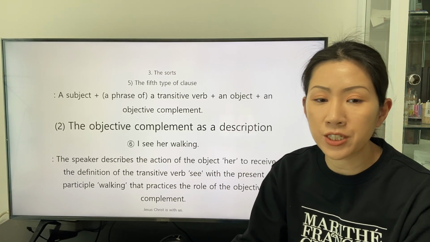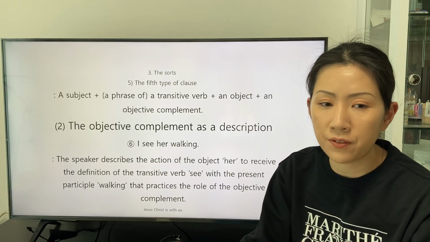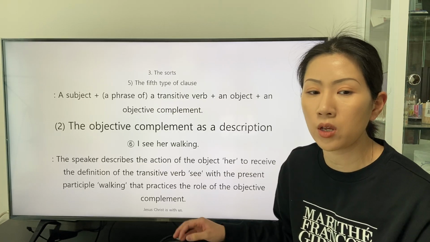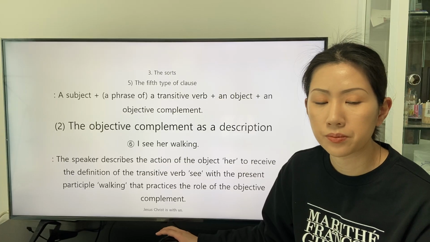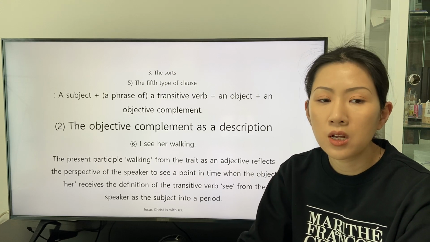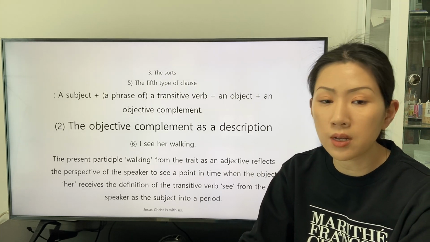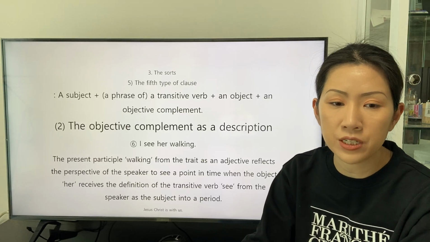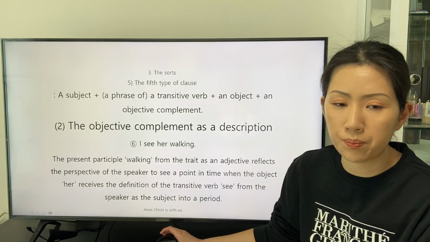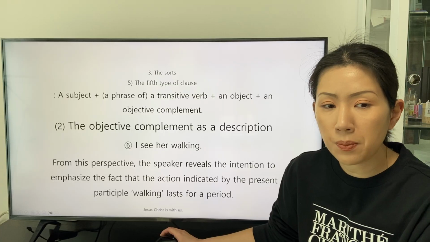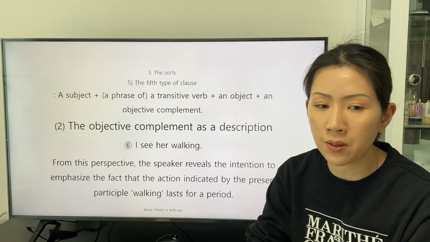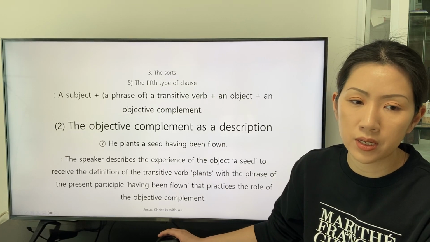The speaker describes the action of the object her to receive the definition of the transitive verb see with the present participle walking that practices the role of the objective complement. The present participle walking from the trait as an adjective reflects the perspective of the speaker to see a point in time when the object her receives the definition of the transitive verb see from the speaker as the subject into a period. From this perspective, the speaker reveals the intention to emphasize the fact that the action indicated by the present participle walking lasts for a period.